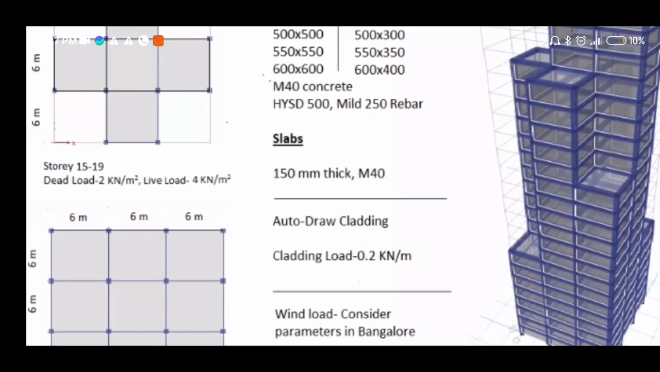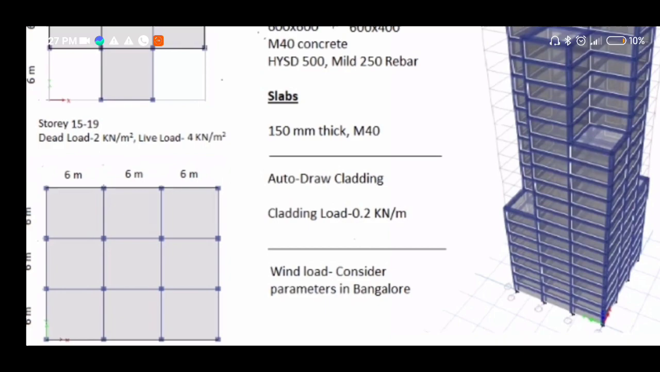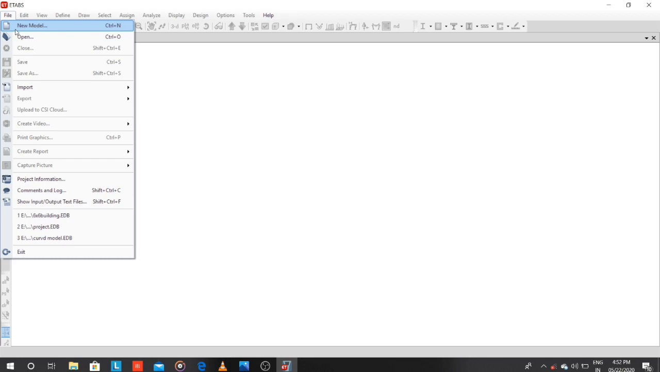Here we consider wind load, and the place we consider is Bangalore. Okay, let's start the design. So first we go to File and select a new model.